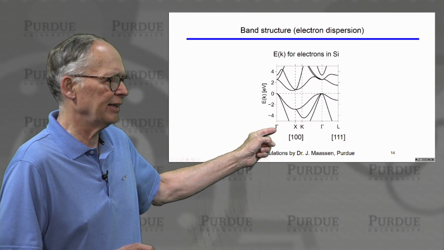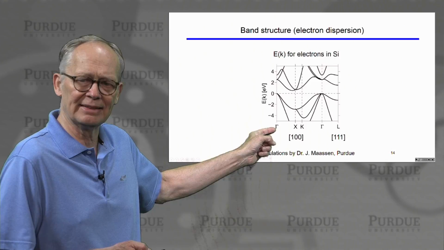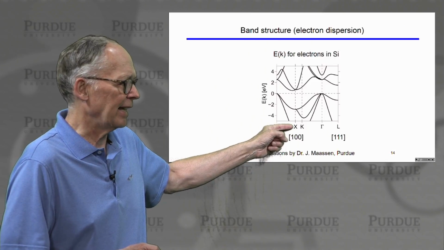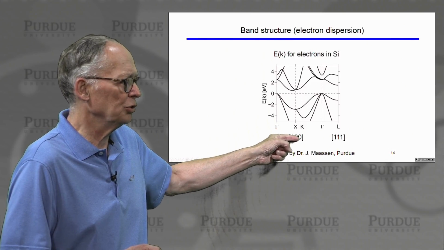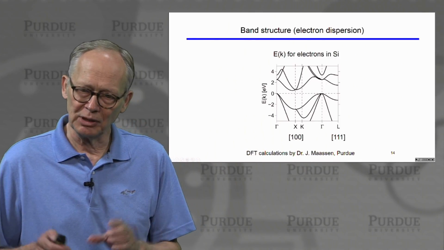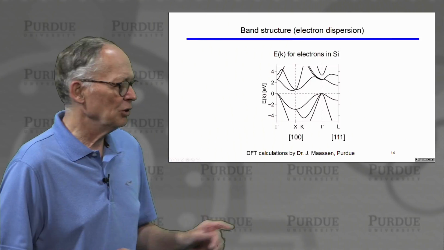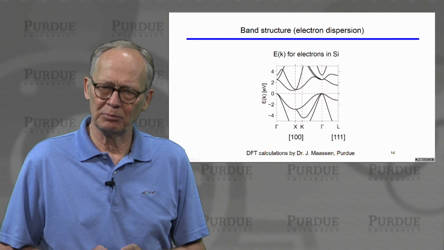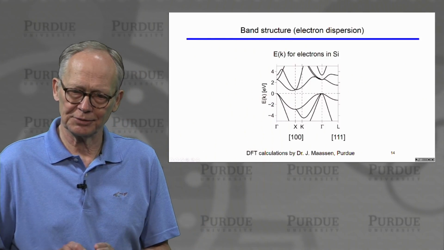This gamma point here is the origin in K space, 0, 0, 0. This X direction is a 1, 0, 0 direction. This L direction is a 1, 1, 1 direction in Miller indices notation. And you can see that the bands have very complicated structures.